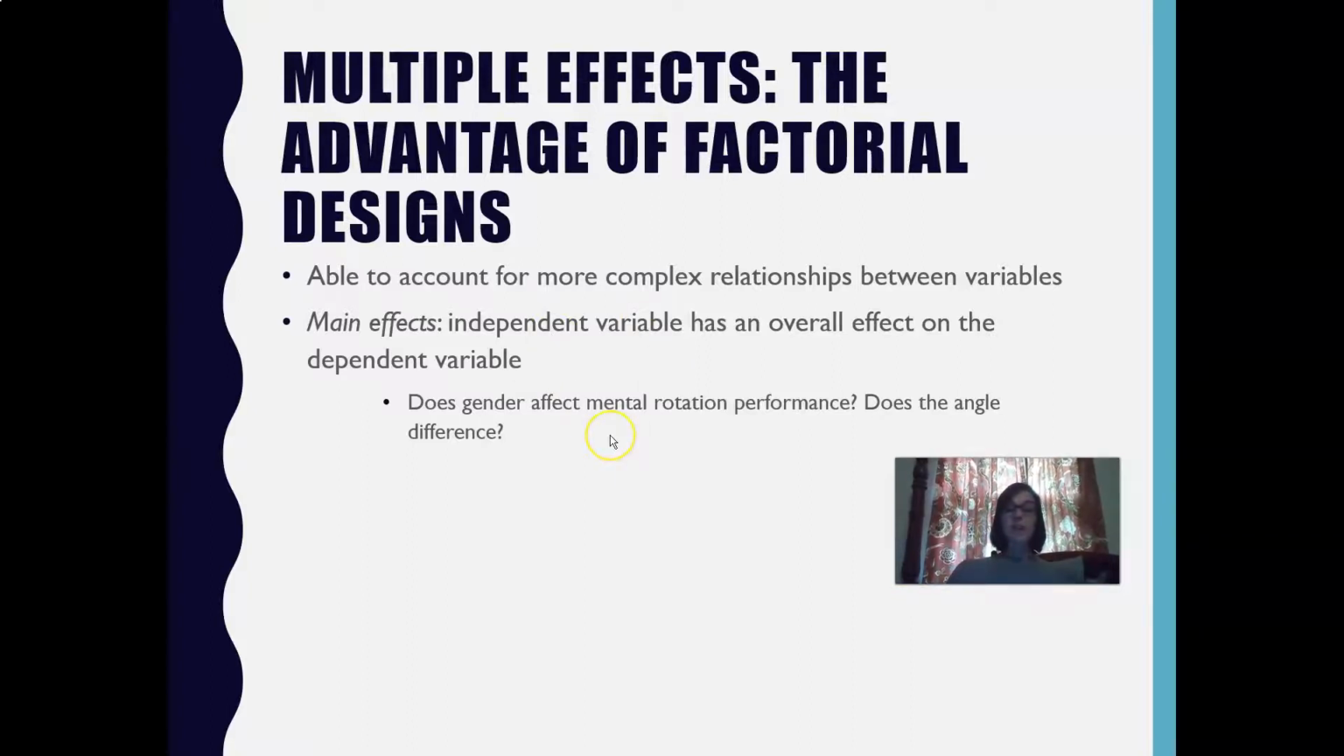In our gender and mental rotation example, mental rotation performance accuracy is our dependent variable. Our two independent variables are gender and the angle of rotation. So when I do a 2x2 factorial design, I can find a main effect of gender or not. There may be an effect of gender on performance. There could be an effect of the angle of rotation or not. So we're going to look for those two main effects.